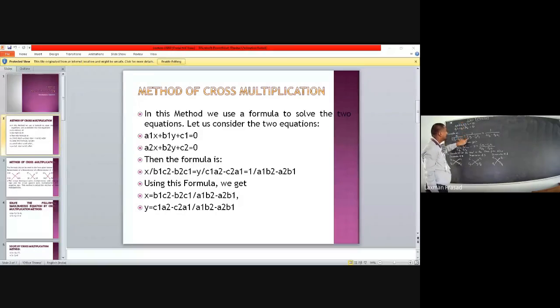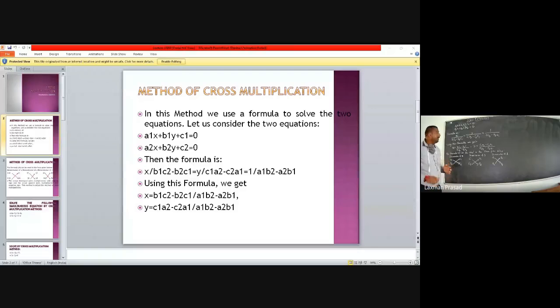Then the value is c1 a2 minus c2 a1. In the same way, the value of the constant 1 divided by, so eliminate this, then the value is a1 b2 minus a2 b1.